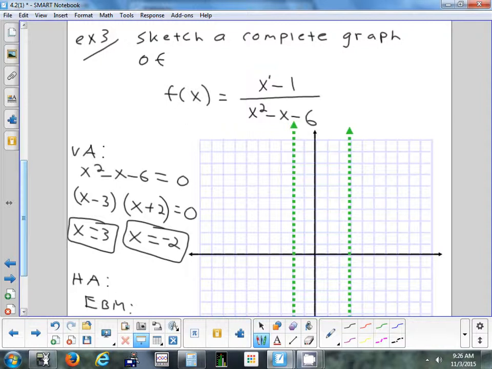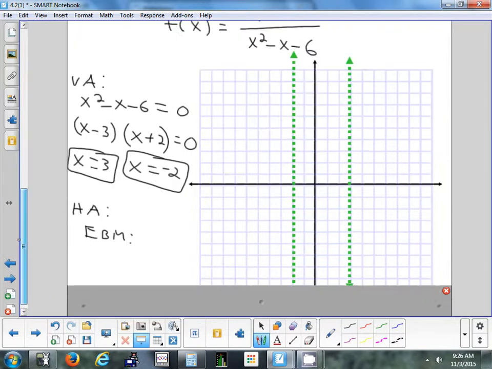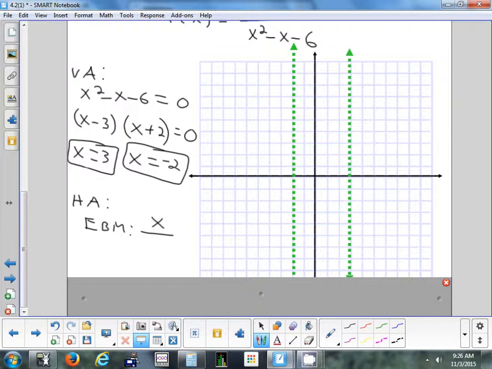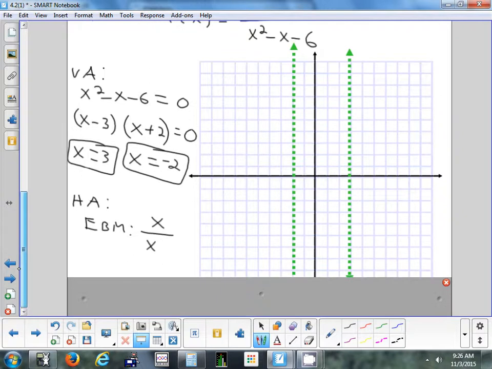Adriana, what's my highest degree term in the top? The degree of it is 1, but what's actually the term? X. Yeah, x. And Paige, what's the highest degree term in the bottom? X squared. So think of that as x to the first divided by x squared.